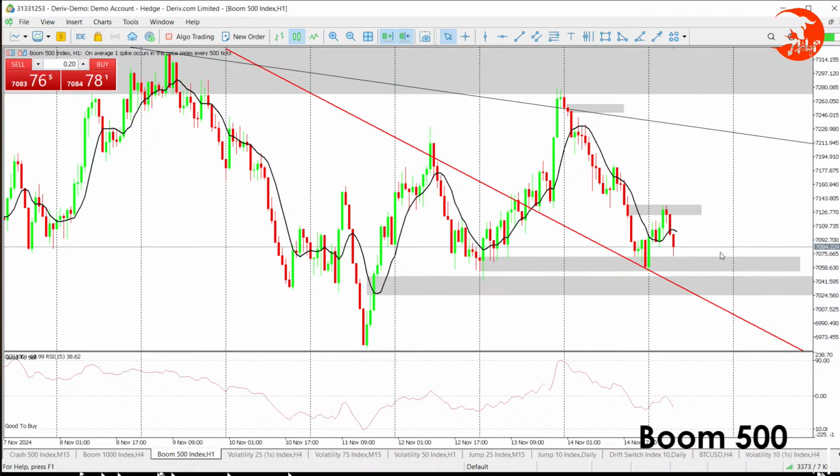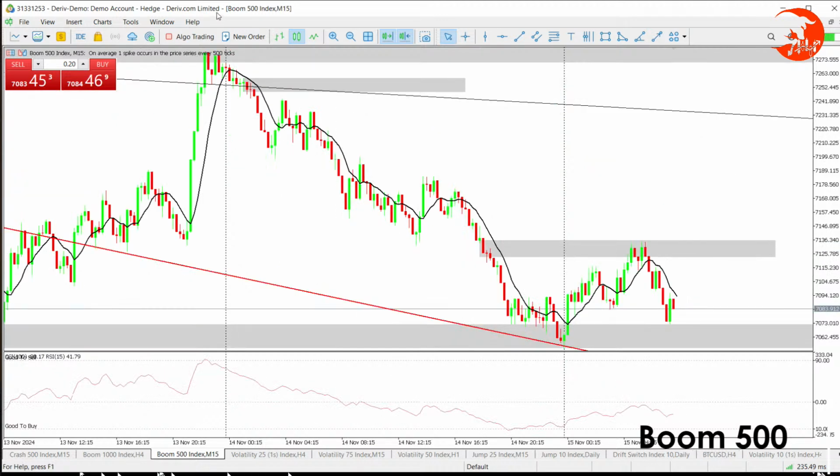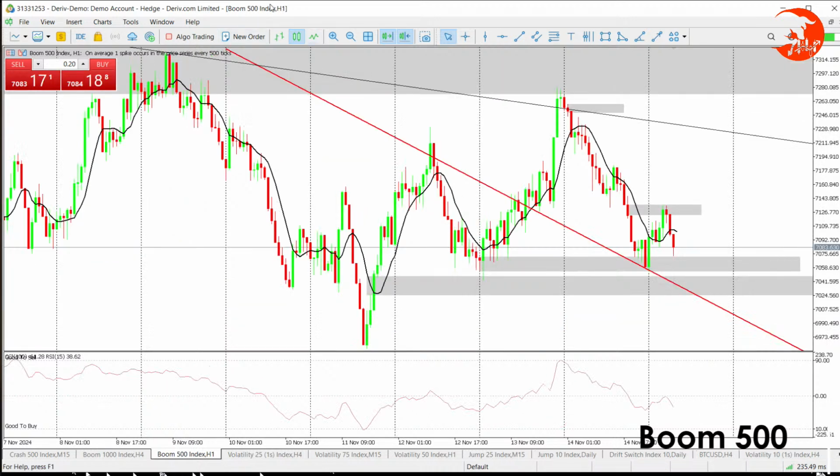We know that we are looking for sales because of the trend here, but we don't have an entry. Price is on a support level, so we don't have an entry for the sales, and neither do we have entries for the buys here until there is another confirmation. Price is sort of in a range, so it may keep playing around this area until we see something else. All right, so that's it on Boom 500.